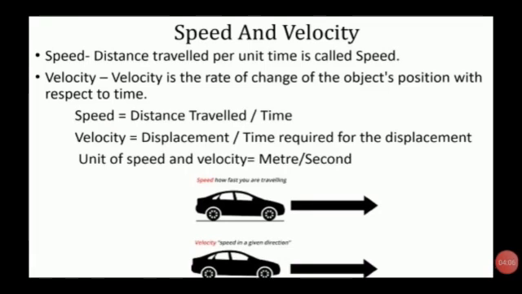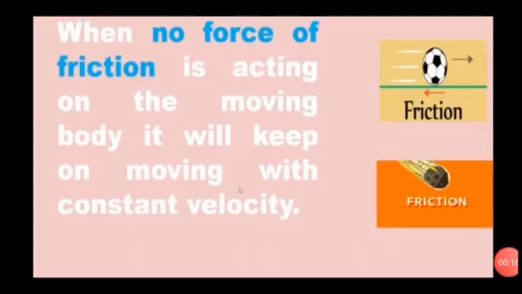Speed, being a scalar quantity, is the rate at which an object covers distance. The average speed is the distance per time ratio. On the other hand, velocity is a vector quantity. It is direction aware. Velocity is the rate at which the position changes. When no force of friction is acting on a moving body, it will keep on moving with a constant velocity.